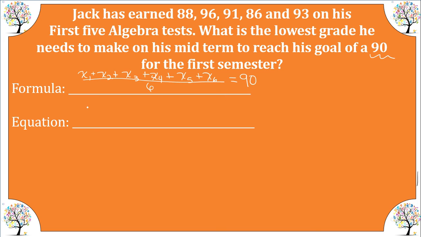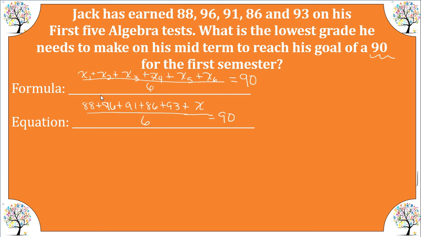So now our equation is we're going to just substitute in the actual grades we have. But don't forget on this last one, Jack is going to take one more test. So we're going to just use x for that, and it's all going to be divided by 6. So now we're solving for x. So we need to combine like terms. So we're going to add these grades together. So again, remember you can use calculators in this unit.